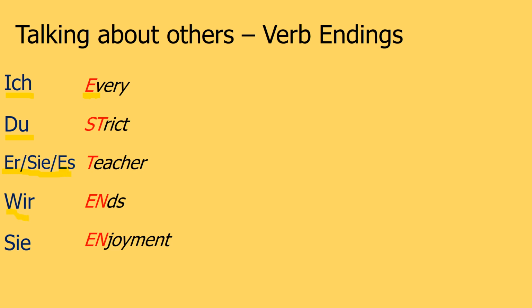Wir, which is we. And sie, which is they. Very careful here. We've got sie twice, so we've got it to say she and we've got it to say they. As you can see, the main difference here in how to tell whether it's she or they is you need to look at the verb ending. So if it ends in a T, it's going to be she, and if it ends in en, it's going to be they. So let's have a look at two verbs where we can see those patterns.